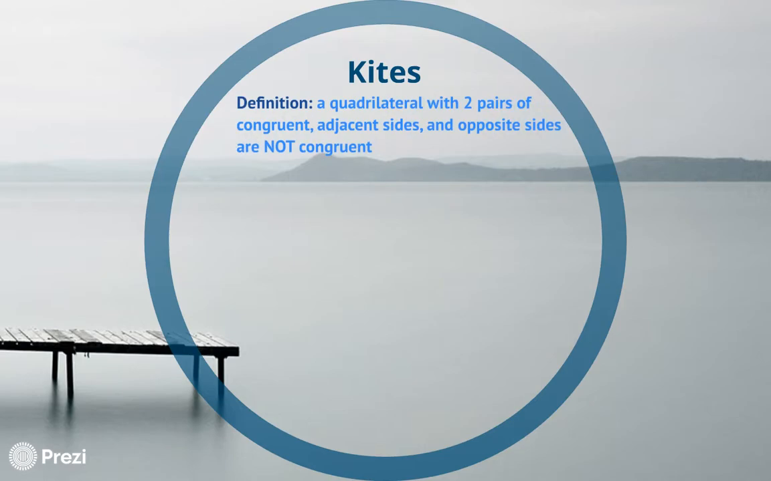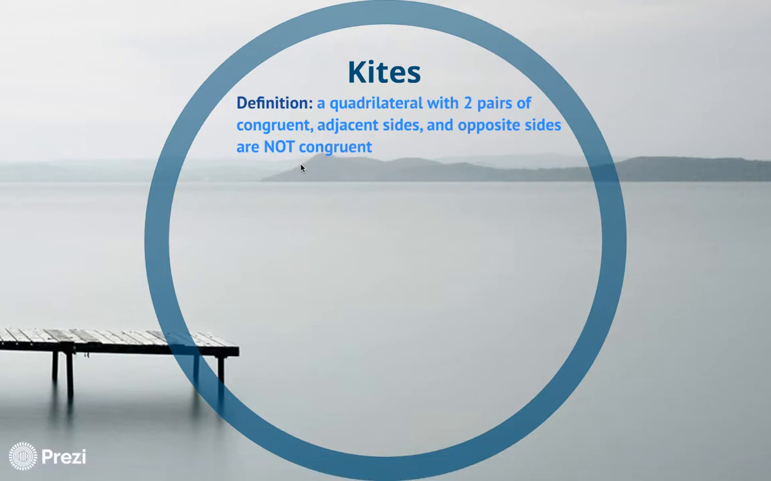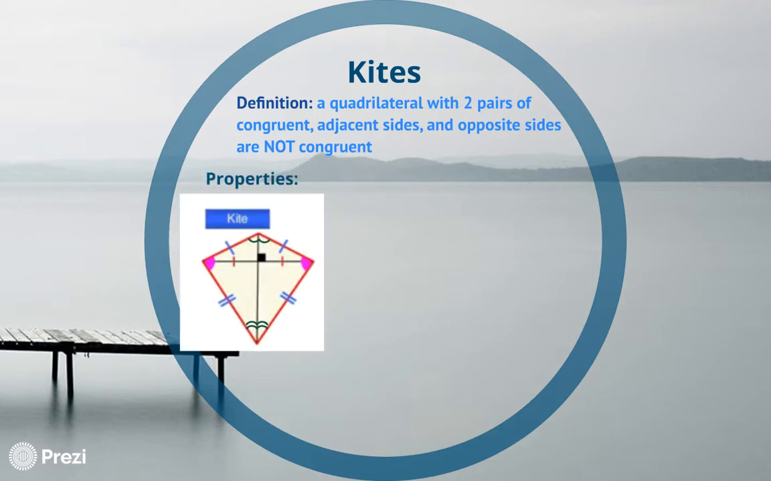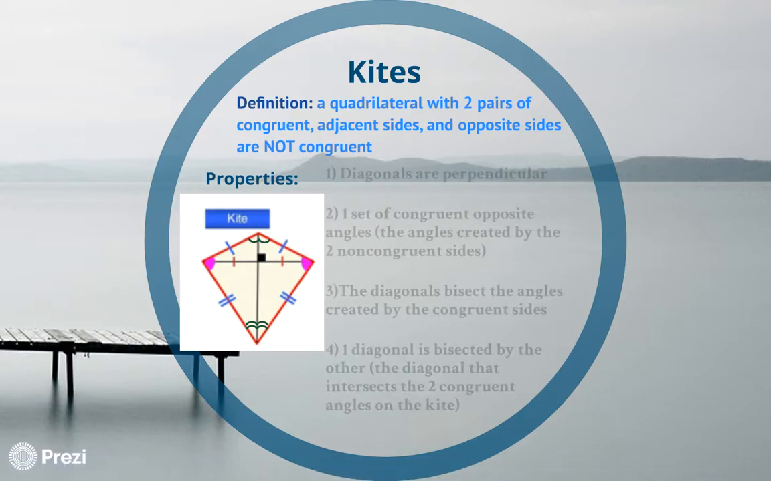Okay, so a kite is a quadrilateral with two pairs of congruent adjacent sides, with adjacent meaning next to, so it has two sides that are next to each other that are congruent. And opposite sides are not congruent. So in parallelograms, opposite sides were congruent, but this is not a parallelogram, so it's not going to have the same properties. Alright, so in a kite, the two sides that are right next to each other are congruent. So these two are congruent and these two are congruent, but the sides across from each other are not congruent, so be careful.